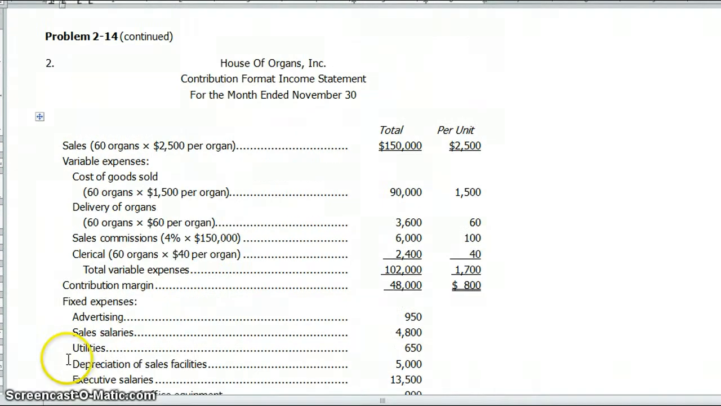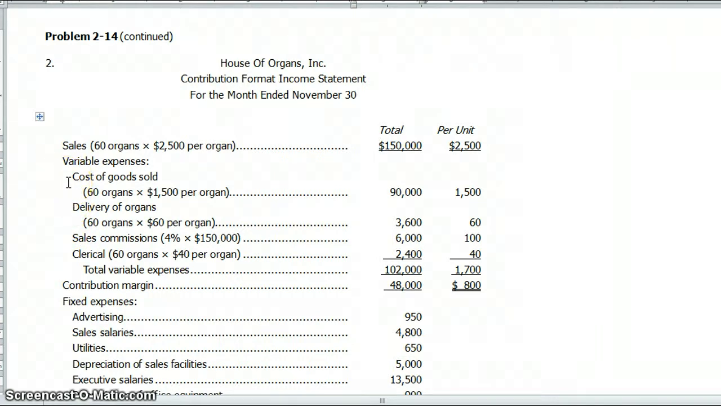operating income. So if you were to look here at the solution, our sales revenue for this problem will be the 60 organs sold multiplied by $2,500 of the sales price per organ for a total of $150,000. In going through the selling and administrative costs, what you must do to solve this problem is determine whether each cost is variable or it is fixed.